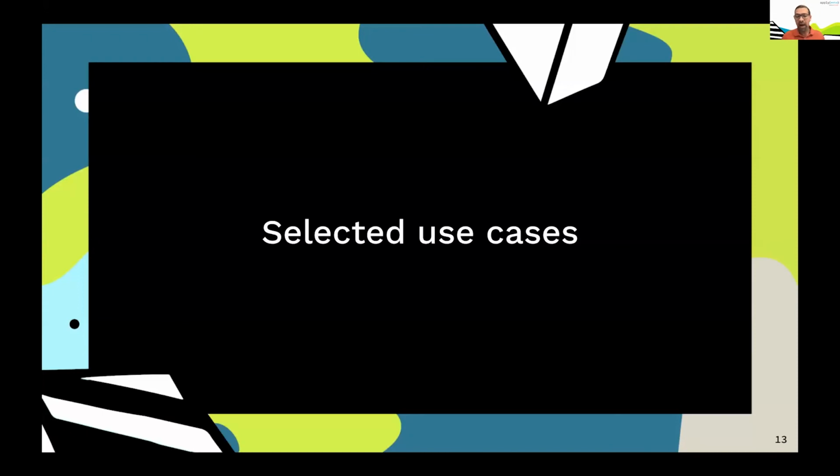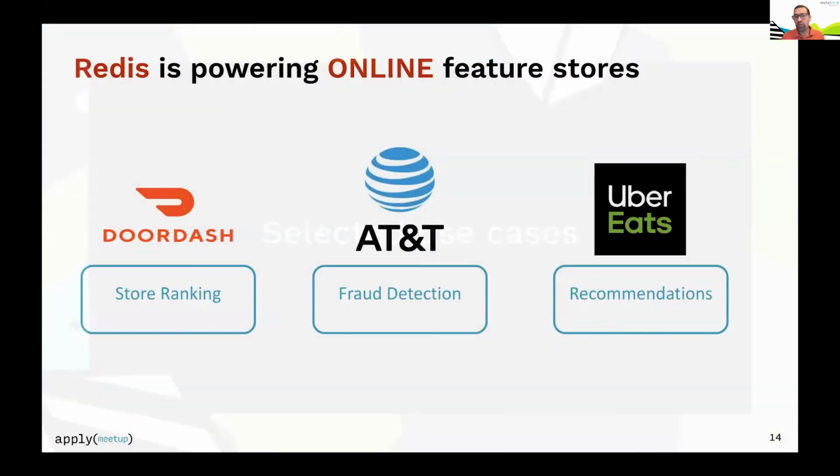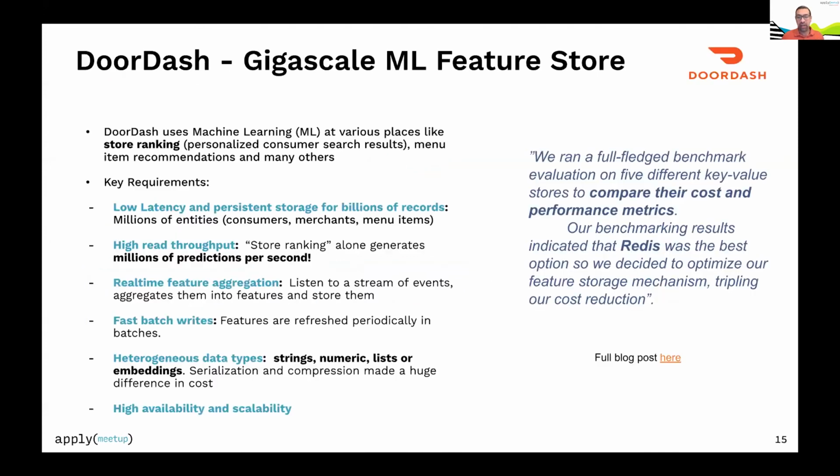So with that in mind, I wanted to focus on 3 use cases that I think are very reflective of many of the key challenges and requirements in online machine learning predictive applications. Let's start with DoorDash, because as I mentioned, they were one of the first to publish a blog post citing Redis. I want to run you through some of the key requirements that they mentioned.